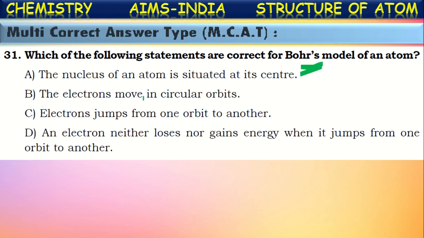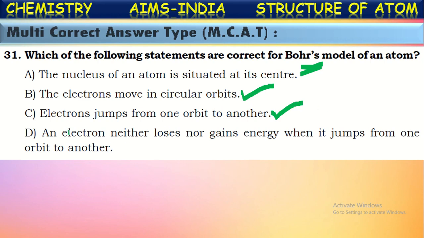Next one, the electrons move in circular orbits. Of course, this is also correct. Bohr said that electrons are revolving around the nucleus in imaginary circular orbits. Next, electrons jump from one orbit to another orbit. Of course, it also happens when electrons gain or radiate energy. If they absorb energy, they jump to higher orbits from their original position. If they release or radiate energy, they jump into lower orbits.